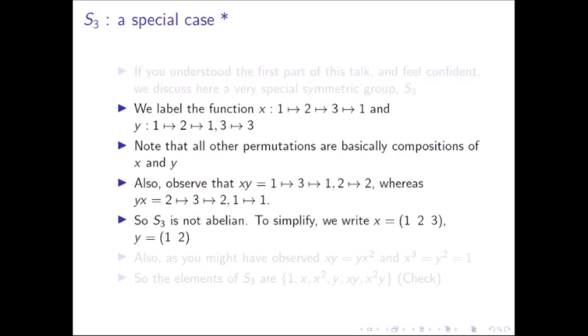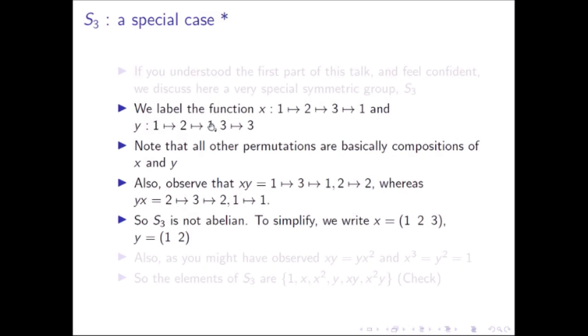Firstly, note that XY is 1 goes to 3, 3 goes to 1, and 2 goes to 2. YX is 2 goes to 3, 3 goes to 2, and 1 goes to 1. We have not written it over here, but X squared is basically 1 going to 3, 3 going to 2, and 2 going to 1.